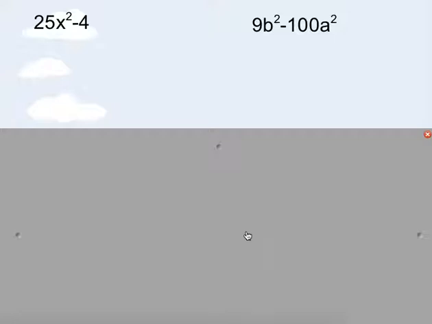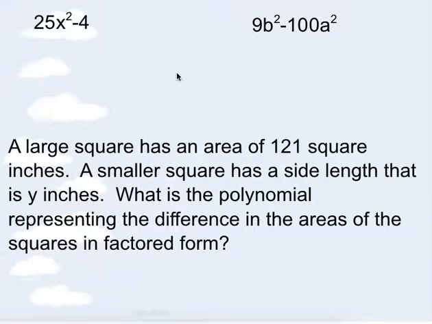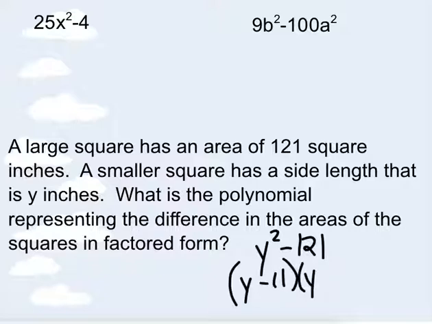All right, one last example here. You can try the two up above, see if they fit a certain pattern. A square has an area of 121 square inches, and a smaller square has a side length that is y inches. What is the polynomial representing the difference in the areas of the squares in factored form? So to find the difference, I would say let's do y squared minus 121. That's the difference between the areas of each of those. And we have the difference of squares, so we have y minus 11 and y plus 11. That is the difference in the areas in factored form, and this is in inches squared.